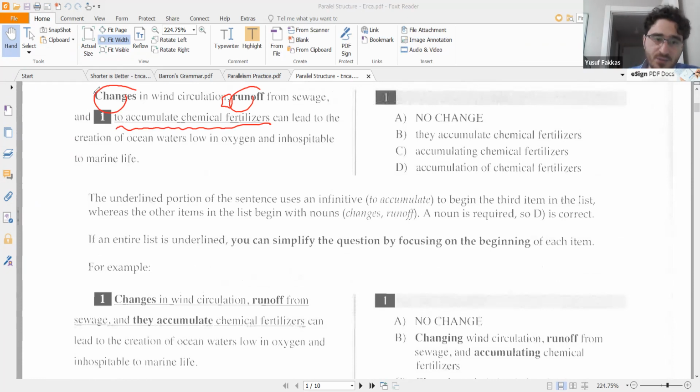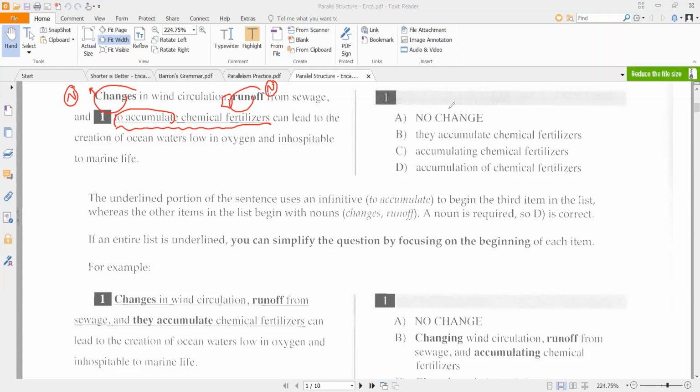So as you can see, the first word, changes, is a noun. The second item also starts with a noun. But the third one, what does it start with? Can you tell me? To plus verb. Infinitive phrase. Infinitive, exactly. So that's not parallel, right? What should we use here? They accumulate chemical fertilizers. Shall we have subject and verb?